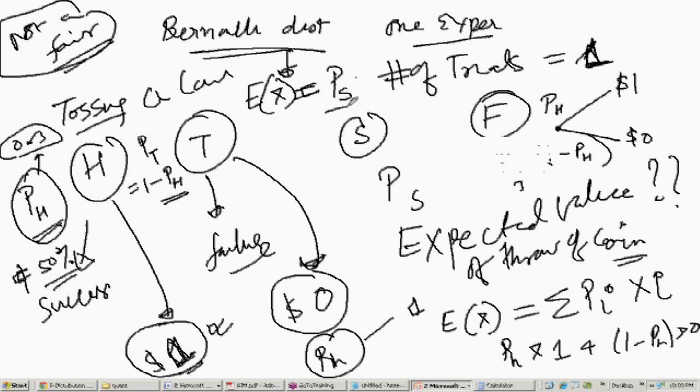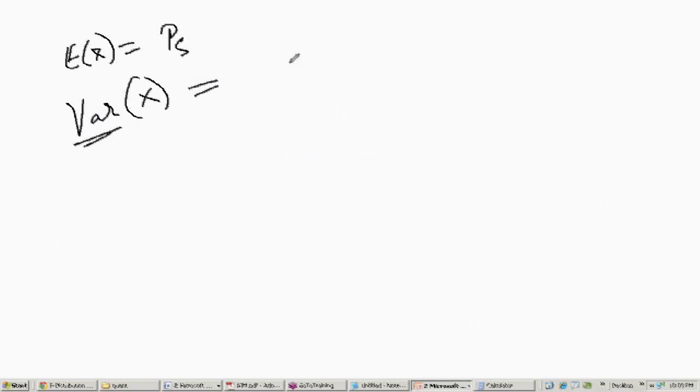Right? It is not a fair coin. So we say that the expected value, assuming that you are getting $1, will be 0.3. Let's say the probability of head is 0.3. This is not a fair coin. Now, the expected value of a Bernoulli distribution is p.